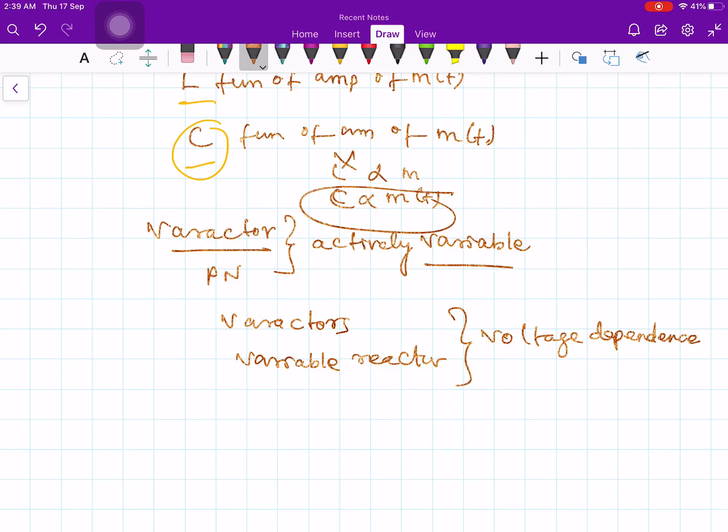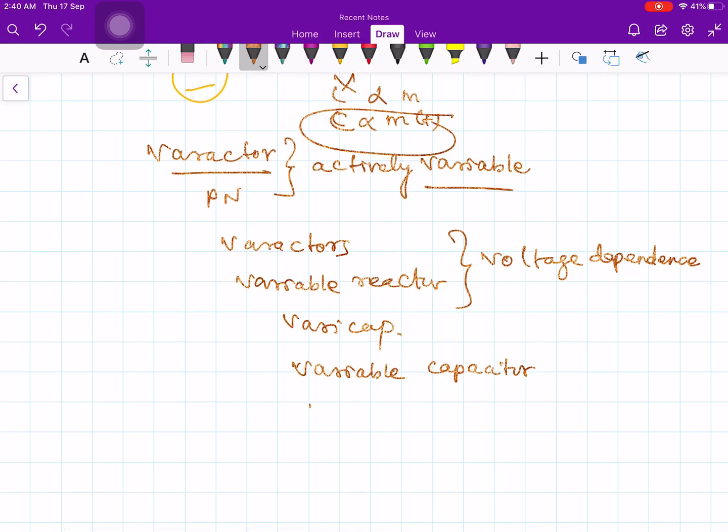Most of the time it is very difficult to find naturally occurring voltage dependent inductors. So there are no inductors like that. But a voltage dependent capacitance is something that you can easily build using semiconductor devices. Therefore, the varactors are simply known as varicap. It is a variable capacitor. Varicap means what? Variable capacitor. Why is it varying its capacitance? Because of the applied voltage. A voltage dependent capacitor.